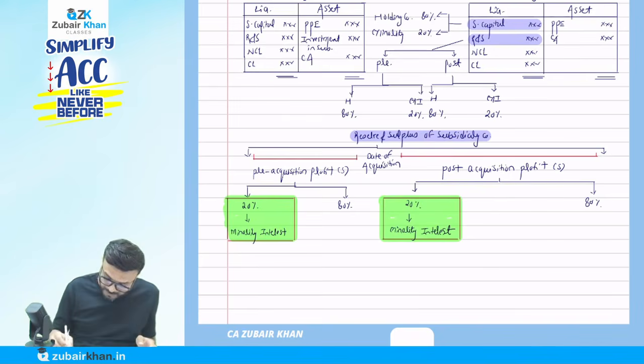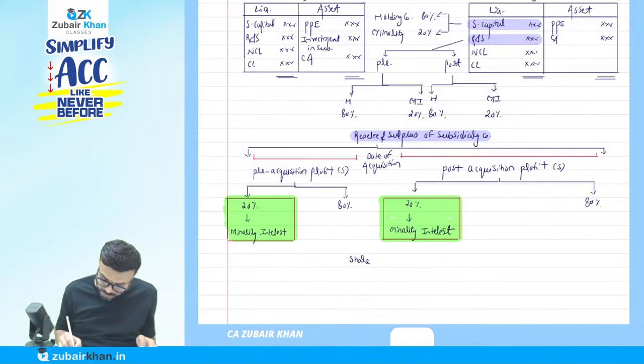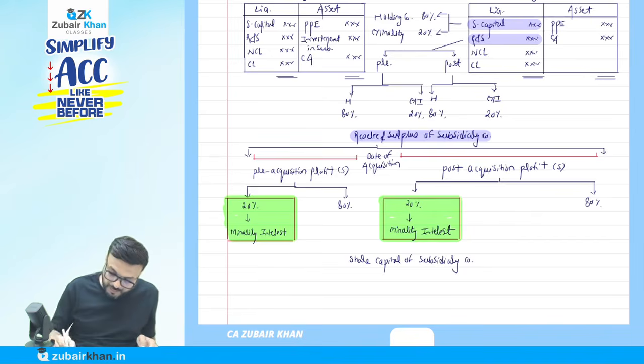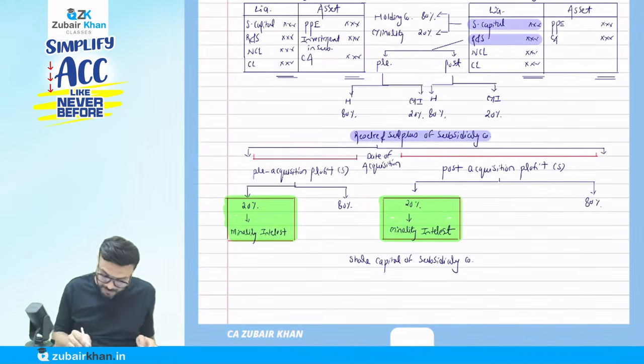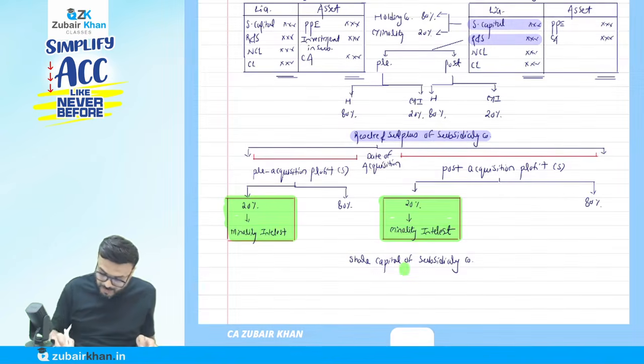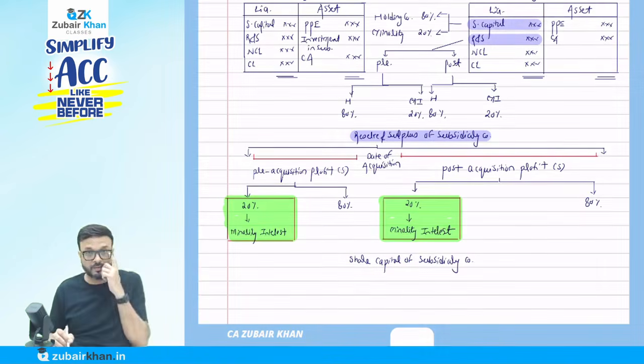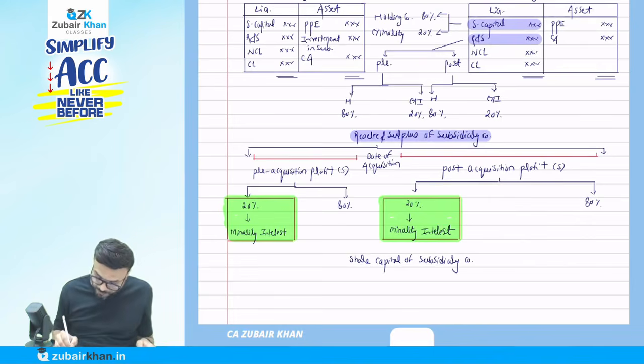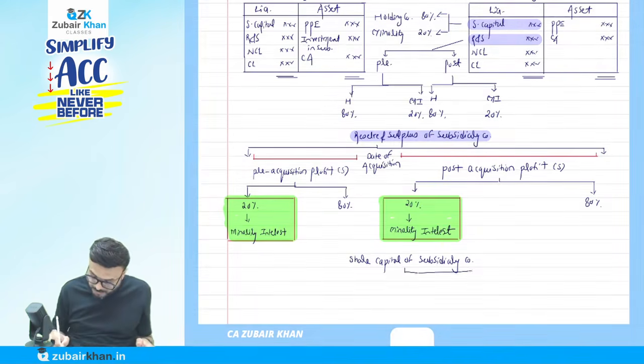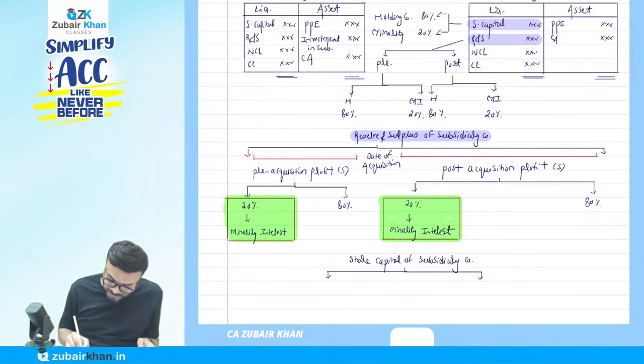Now, one more thing: we are discussing the share capital of the subsidiary company. In case of share capital, we don't bifurcate between pre and post. Only the profit we have to bifurcate. Why we do that, I will tell you. But the share capital also is going to be bifurcated between the minority and the holding company. Suppose 20% belongs to the minority, so it belongs to the minority interest.